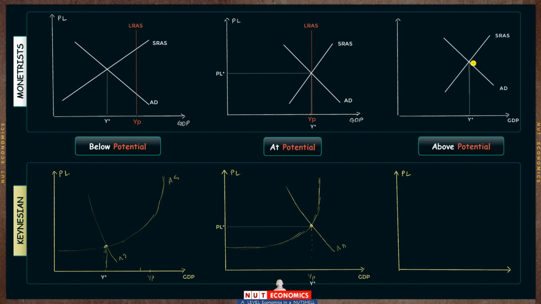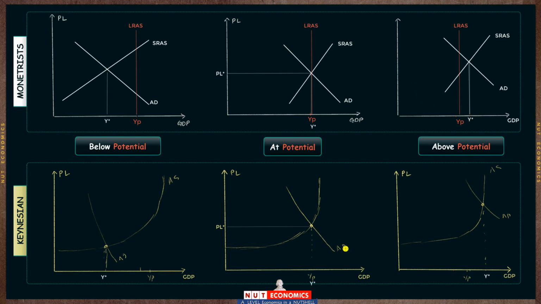And then the third situation is where your short-run equilibrium is more than your potential output. This is how we show that in our monetarist version. In our Keynesian version, all we need to do is mark out the potential output somewhere over here, and then just make sure you draw an aggregate demand that gives you an equilibrium that happens to be more than your potential output. So you can depict all of these three different situations either through the monetarist or the Keynesian versions.